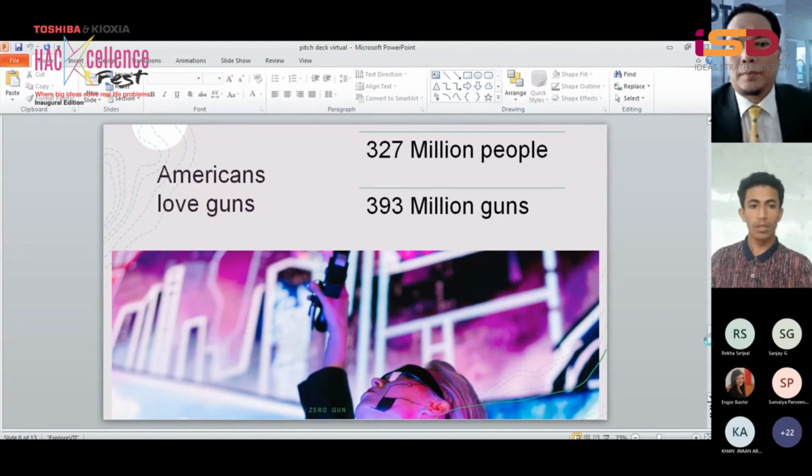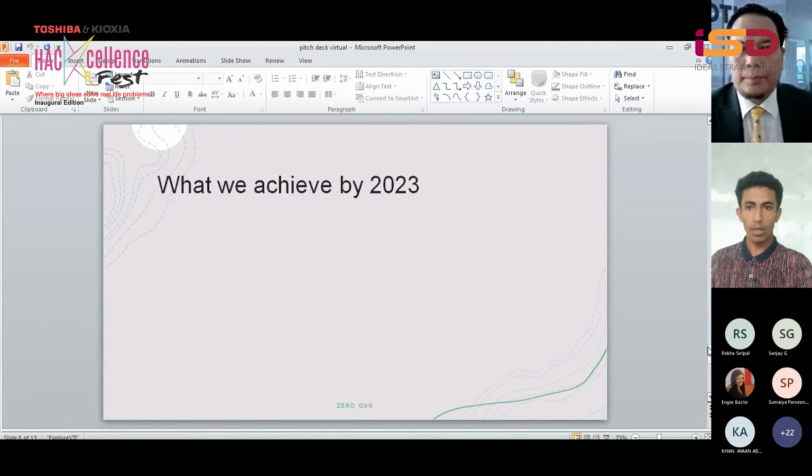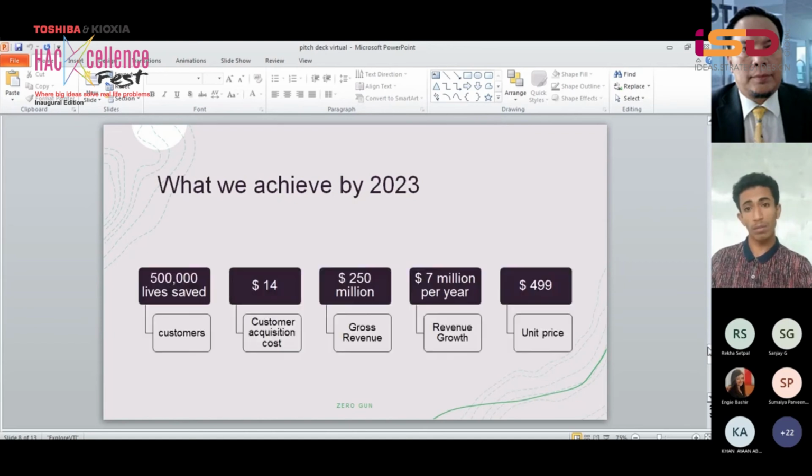By the next 2 years, we'll achieve 500,000 customers with an acquisition cost of $14 for each customer. Our gross revenue will be $250 million, with an increase rate of $7 million per year. And our product will be sold for only $499.